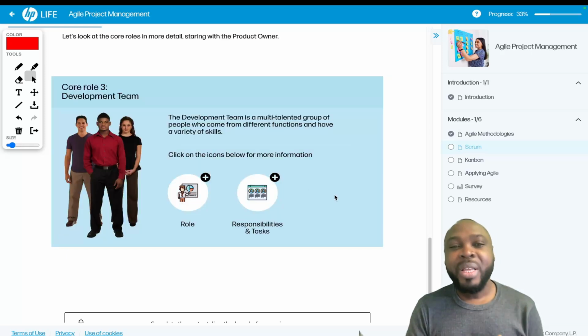So we have the development team. The development team is a multi-talented group of people who come from different functions and have a variety of skills. So these are self-organizing, multi-talented guys, and they come together. They are from different backgrounds. So you could have a product designer, you could have a front-end engineer, you could have a back-end engineer, you could have a DevOps engineer, you could have a tester. So you have different guys from different backgrounds coming together to work on the product, to work on a project. And what are the roles of these multi-talented guys?